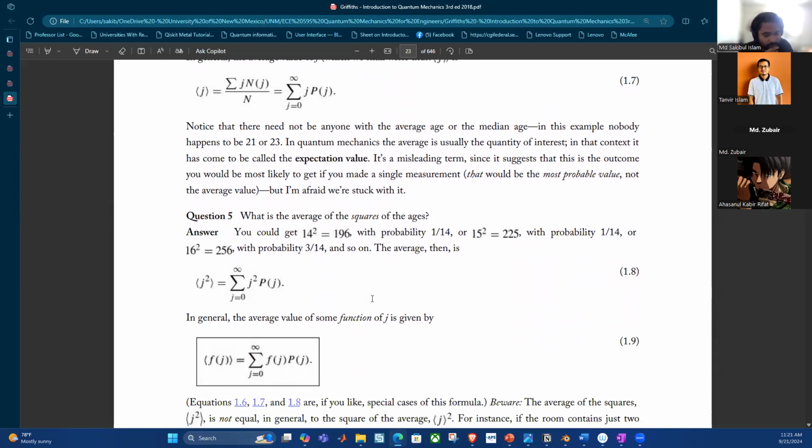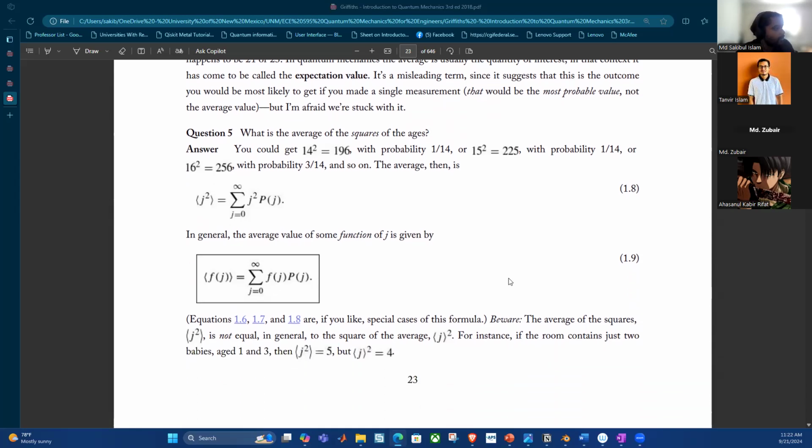Any confusion about average? Because this is a very important concept. You will see the expectation value term a lot. So for any confusion, I'm not sure if anyone is waiting. I don't think so. Okay, let's move on. So what is the average of this square?